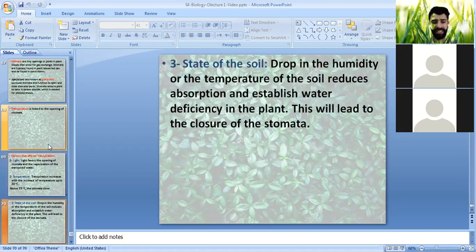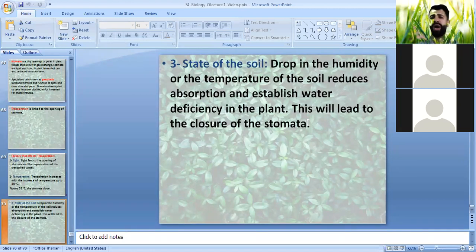Number 3, state of the soil. A drop in the humidity or the temperature of the soil reduces the absorption and establishes water deficiency. What is the meaning of water deficiency? Meaning that we have a low amount of water. So whenever we have a drop in the humidity or the temperature of the soil, it reduces absorption and establishes what is known as water deficiency, a low amount of water.